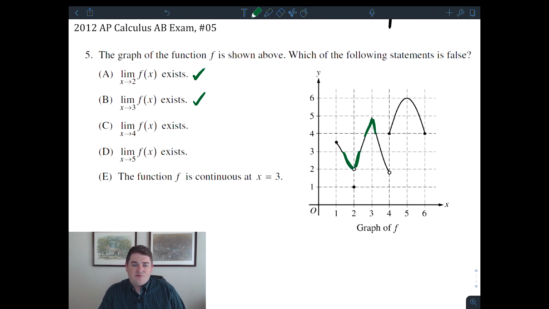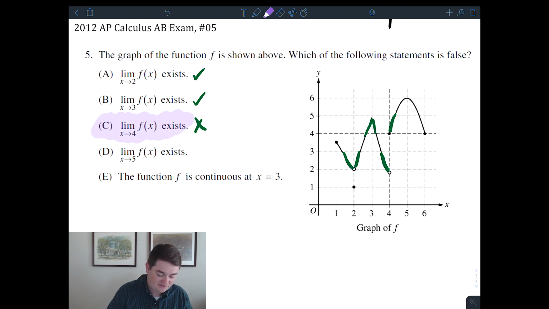C, the limit as x approaches 4 of f of x exists. Well, let's go to 4, right along from the left, right along from the right. Are we approaching the same value? No, we're not. So the limit as x approaches 4 of this function does not exist, so this statement is false.